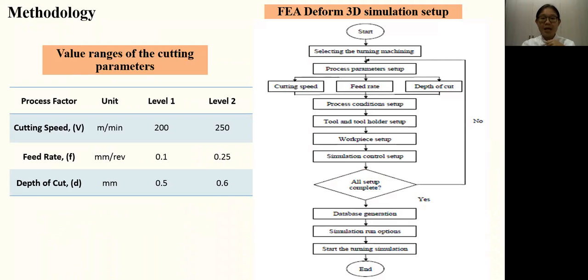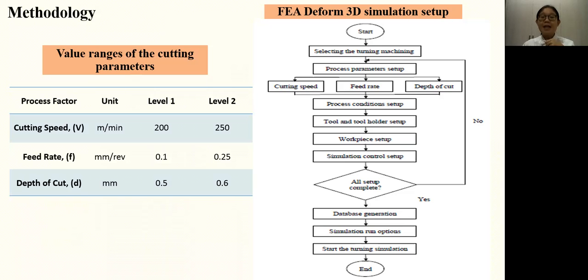surface method. The Box-Behnken response surface method was used as a statistical tool for the design of simulation runs. Based on the Box-Behnken design matrix, there are 13 simulation runs with one standard point. And this table shows the value ranges of the cutting parameters for this study.